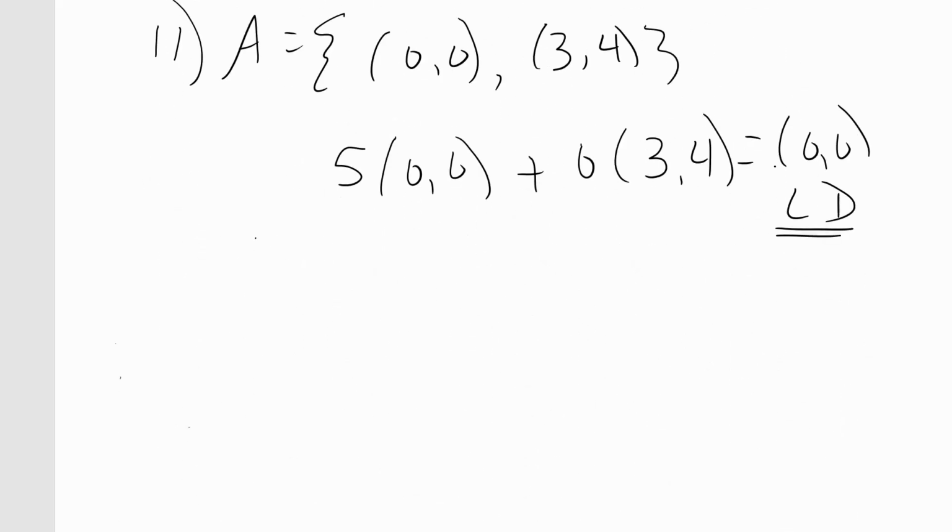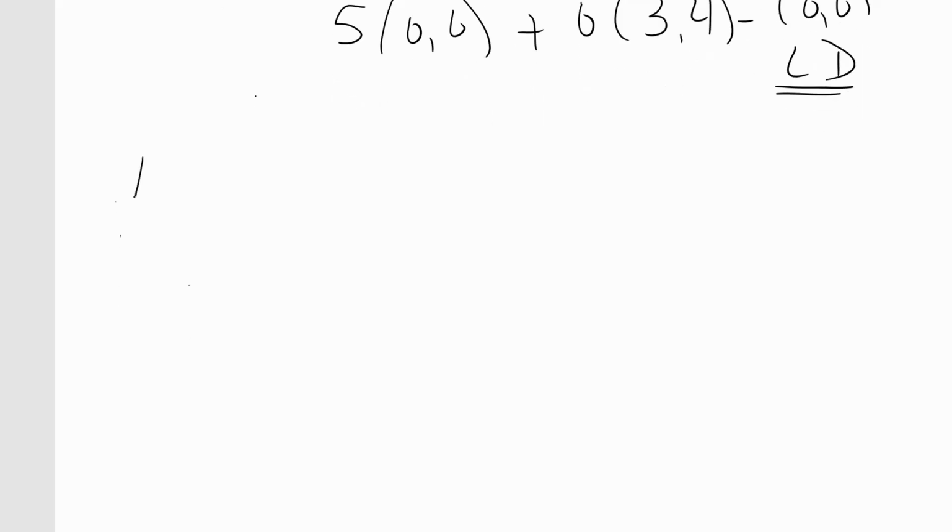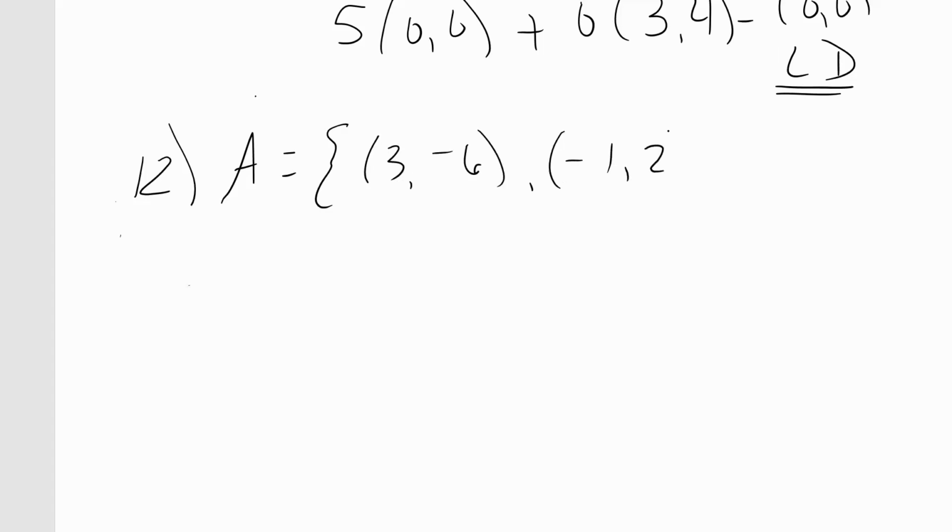Now, that doesn't always happen. So how do we determine this? In the notes, I gave you testing for linearly dependent and linearly independent. Let me give us a problem here. Number 12 says, is A, which is the set containing (3, -6) and (-1, 2), linearly dependent or linearly independent? Hopefully we can see we're going to get out linearly dependent, but let's go through the process so we see how it works and what we're looking for.